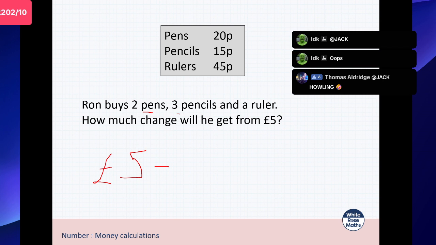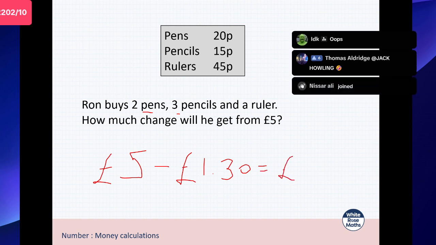So 2 pence, that's going to be 40p plus 90, so it's going to be £1.30. So if you bring that into our calculator, we'll get an answer of £3.70, if I'm not mistaken. No?